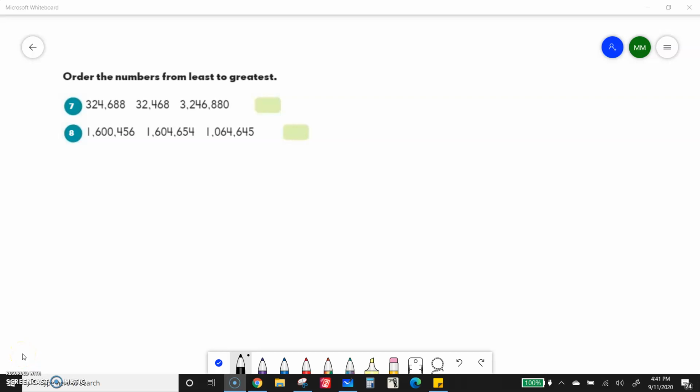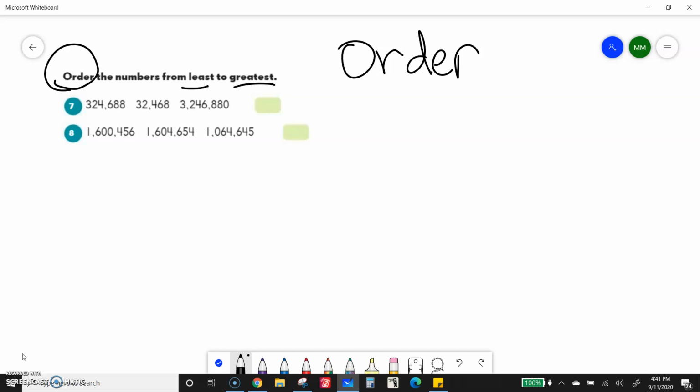Okie dokie. For this lesson, we are talking about ordering numbers. Now, it's very similar to comparing. It's just a little bit more complicated because we'll have more than two numbers. Also, you'll want to pay attention and read carefully if it asks for least to greatest or greatest to least, because sometimes it will switch it up, and I hate when I see fifth graders accidentally write it the wrong way. So let's look at number 7.